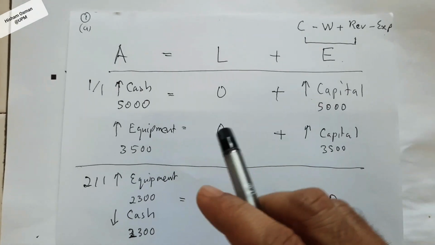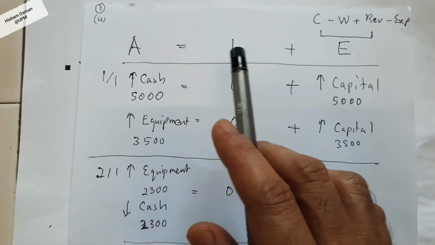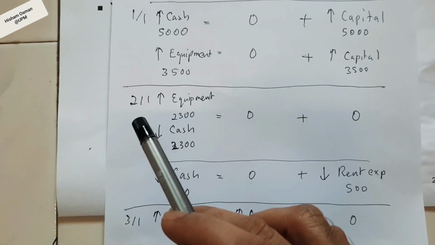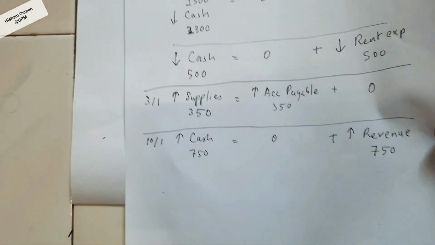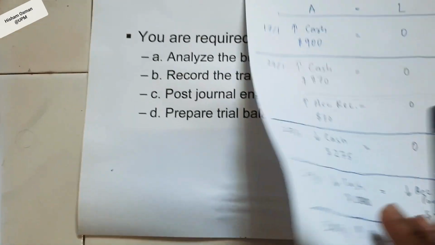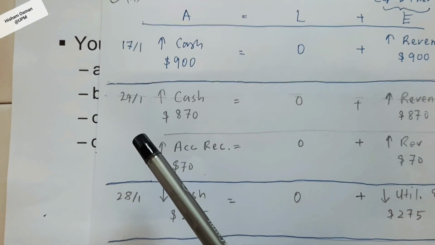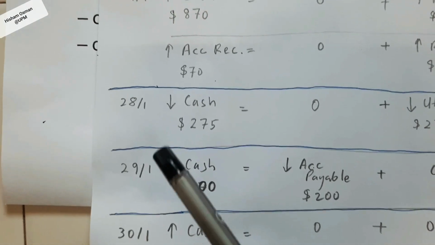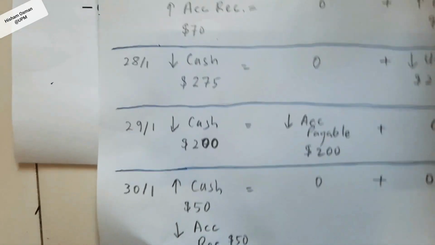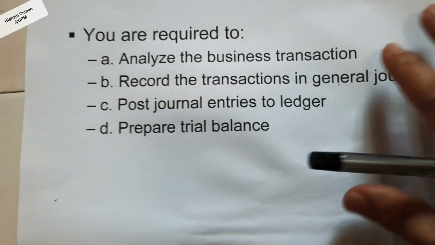For this question, you have to know the effect of the transaction on asset, liability, and equity. So this is the analysis for 1st of January, 2nd of January, 3rd of January, 10th of January, and also this is the analysis for the transactions on 17, 24, 28, 29, and 30th, and also 31st of January. So we have done question A.